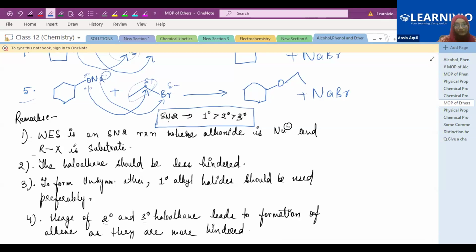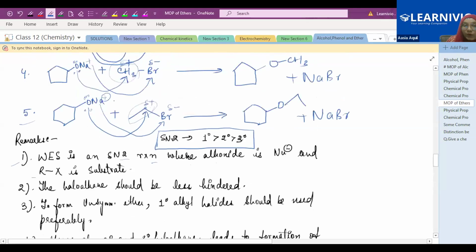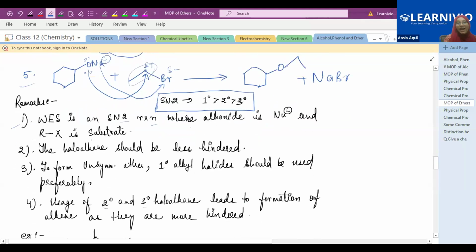Okay, now the remarks. First point: Williamson ether synthesis is an SN2 reaction, going through the SN2 mechanism, where the alkoxide is the nucleophile. What is the nucleophile over here? The nucleophile is this ONa, this alkoxide. This is your nucleophile, and RX is the substrate. This nucleophile attacks the R group of the substrate, and X is the good leaving group, so it just leaves. So it's an SN2 reaction.